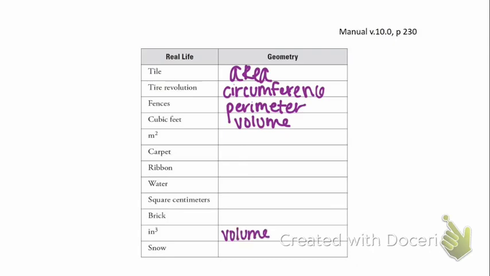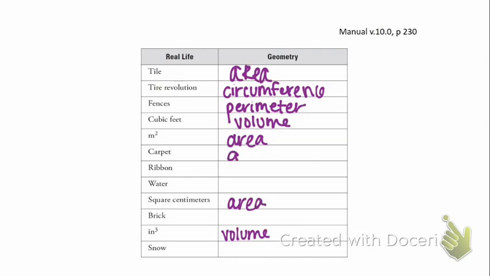Anytime it's anything squared, they're talking about the area. Think length times width of a rectangle. They're multiplying two things together. Okay, so anything squared is going to be area. If I jump down here, square centimeters, that's area also.